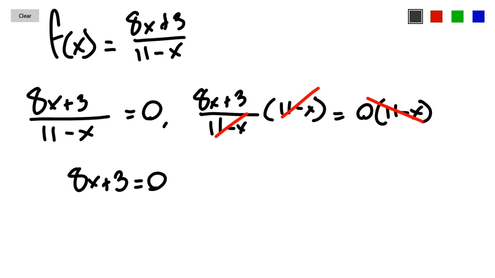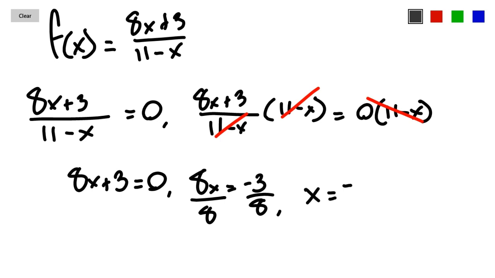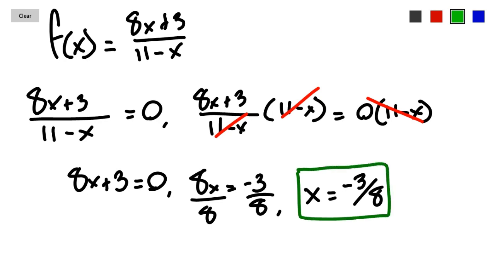So this is a useful fact because when you're trying to find zeros of rational functions like this, all you have to do is set the top part of the fraction equal to 0 and then solve for x. So I subtract 3 from both sides and I have 8x is equal to negative 3, and then just divide by 8. So my 0 is going to be x is equal to negative 3 over 8. If I plug this value in, I'm going to get 0 for f of x.